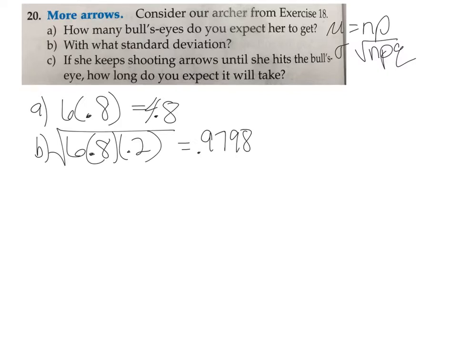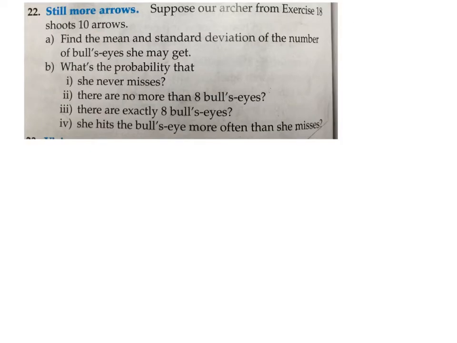And then C, if she keeps shooting arrows until she hits the bullseye, how long do you expect it to take? This is asking you for the geometric mean, which is 1 over p. So C is 1 over p, which is 1 over 0.8, which is 1.25. So we don't expect it to take very long for her to make a bullseye. It'd be longer if you were asking how long it would take for her to actually miss. Those are your means, expected values. And then here's some more.